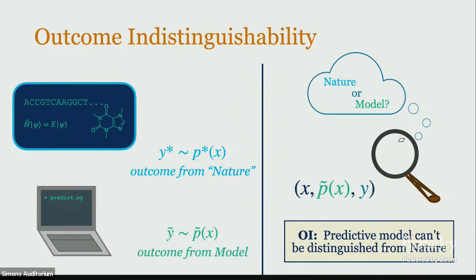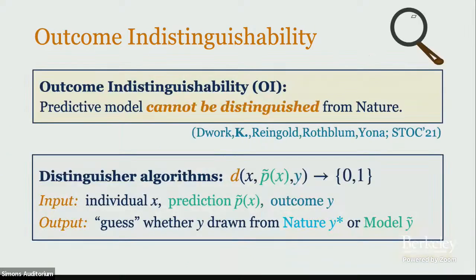Intuitively, we say that a predictor P tilde is outcome indistinguishable if you can't win this game, if you can't distinguish whether the outcome was sampled according to nature or the model of nature. That's the highest level idea, and we can formalize this. In fact, we're not just going to rely on the esteemed audience here today to do our distinguishing. We're going to appeal to distinguisher algorithms.